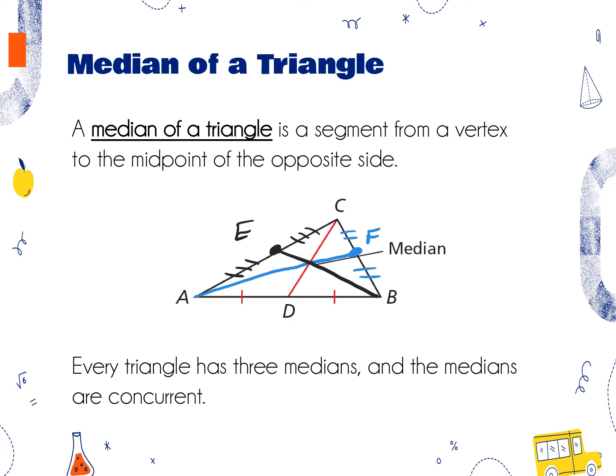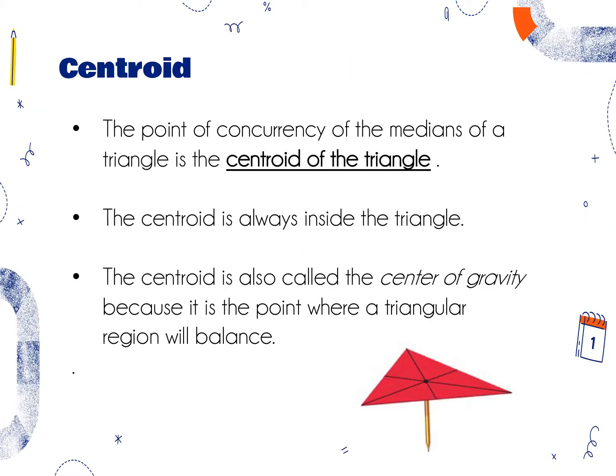So the point of concurrency, which we're going to see on the next slide, is going to be called the centroid, but we're going to get to that in a minute. It's where the 3 medians intersect. A triangle has 3 vertices, so it also has 3 medians. The point of concurrency of the 3 medians is called the centroid of the triangle. And just like the incenter, the centroid is always inside the triangle.